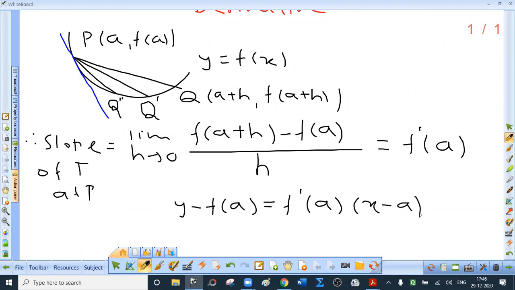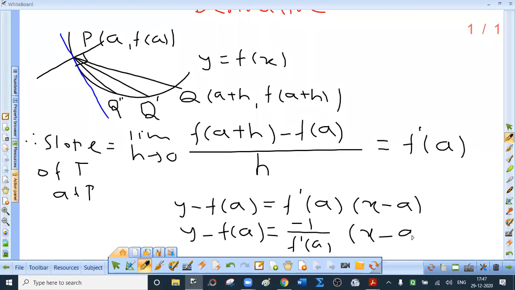Now normal is perpendicular to tangent at this point. So this is normal. What will be the equation of normal? Normal passes through the same point, but it will have slope what? Minus 1 upon f dash of a. Why? Product of slopes of two perpendicular lines is minus 1. See, their product is minus 1. So this is equation of normal.